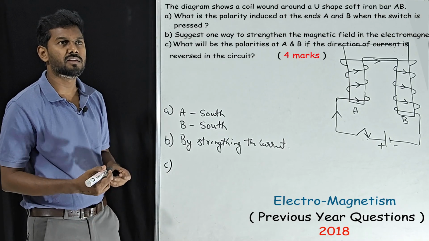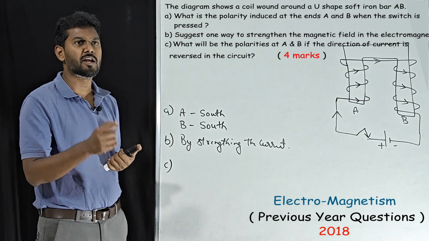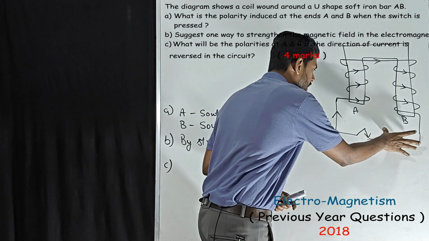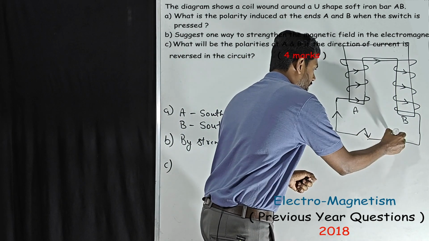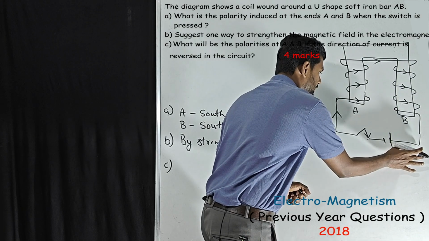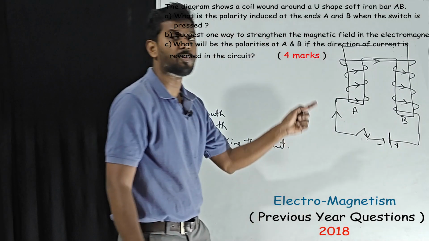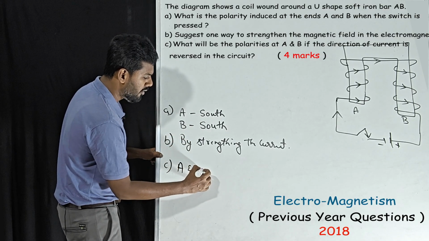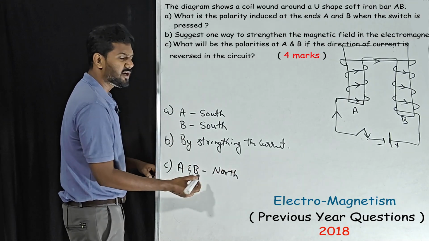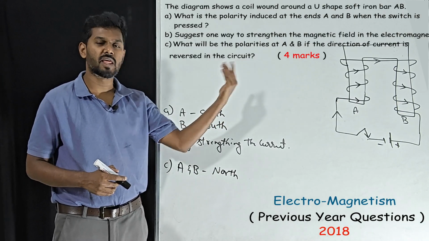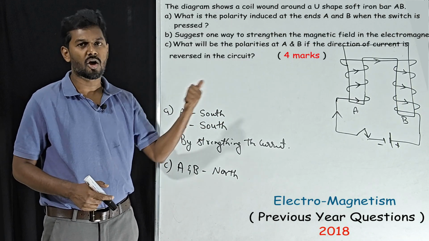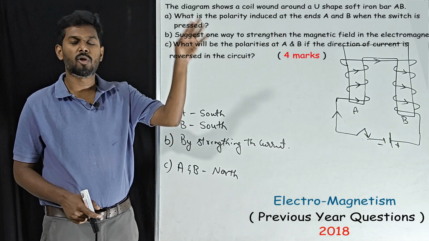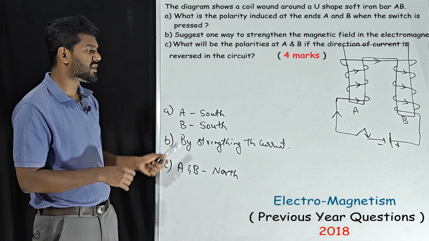Now the last question, what will be the polarities of ends A and B if the direction of current is reversed in the circuit? That means if you make this plus and this minus, what happens to the polarities? Then both sides, A and B, will become north. A will become north and B will also become north if you reverse the direction of current. This is what we have learnt in the basic concepts of magnetism. If you change the direction of current, magnetic polarity will also change. So these are the answers.